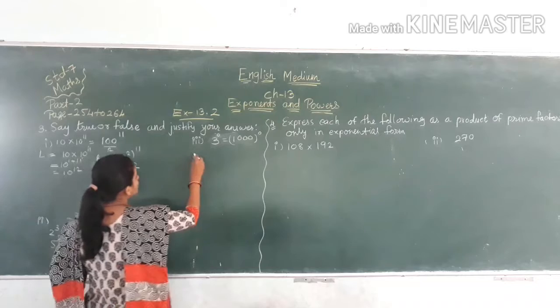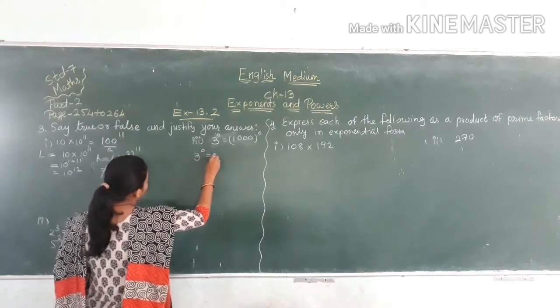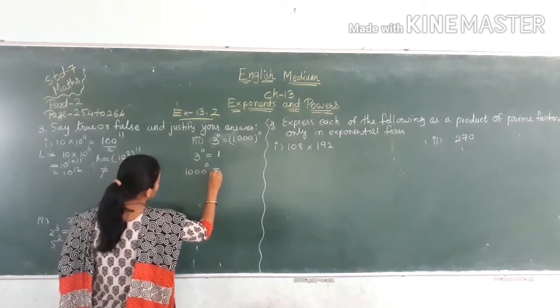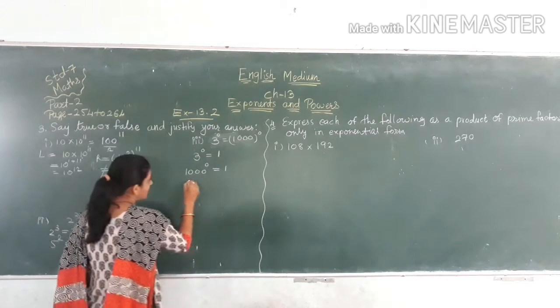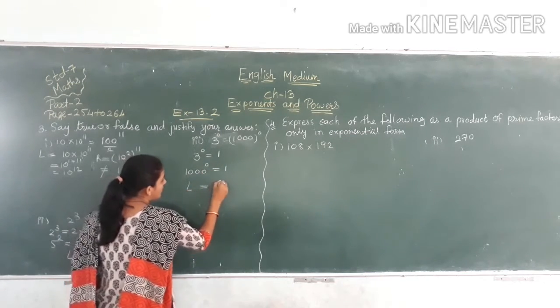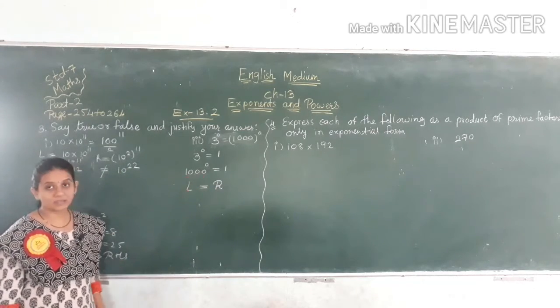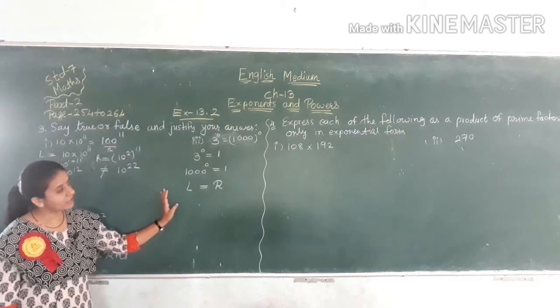Here 3 raised to power 0 is equal to 1, and 1000 raised to power 0 is equal to 1. So L is equal to R. The given statement is right.